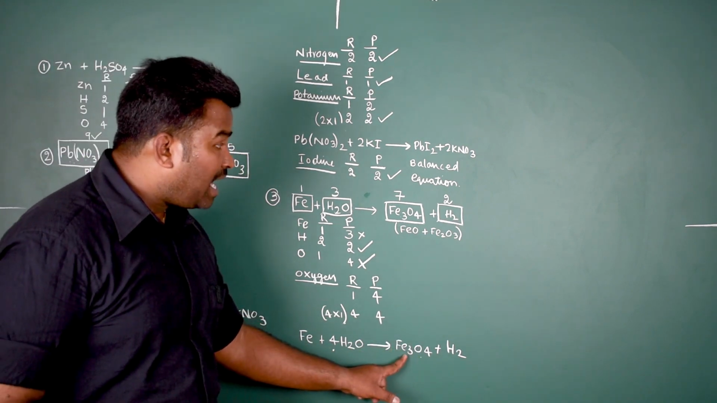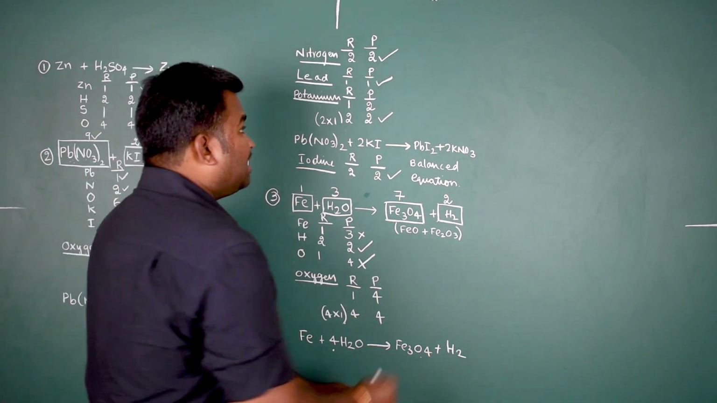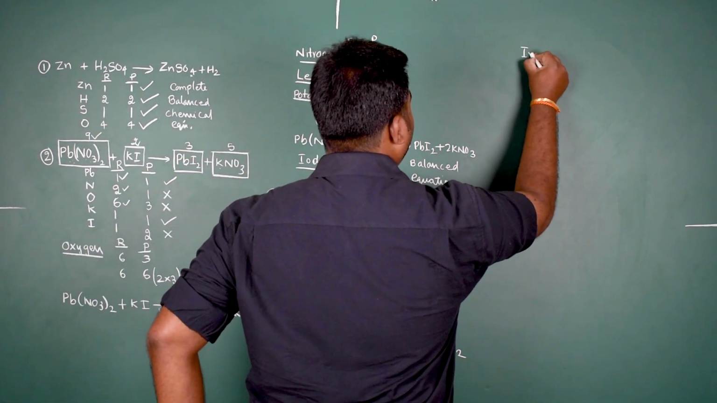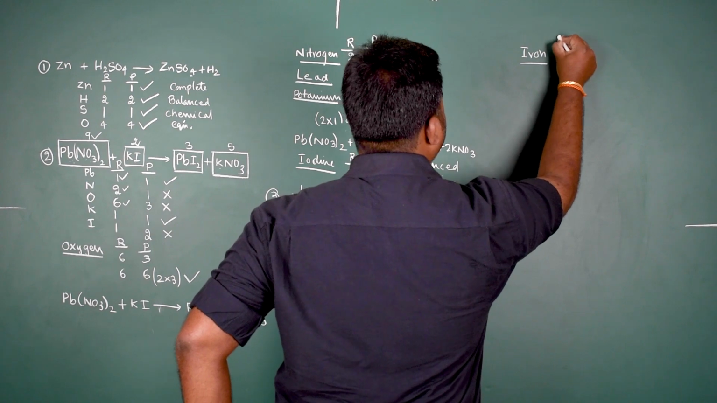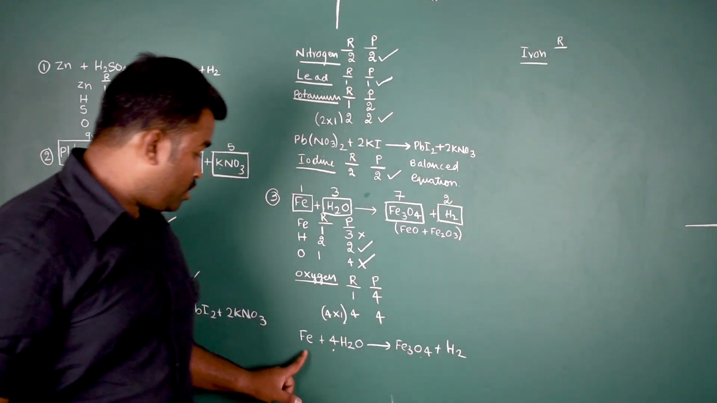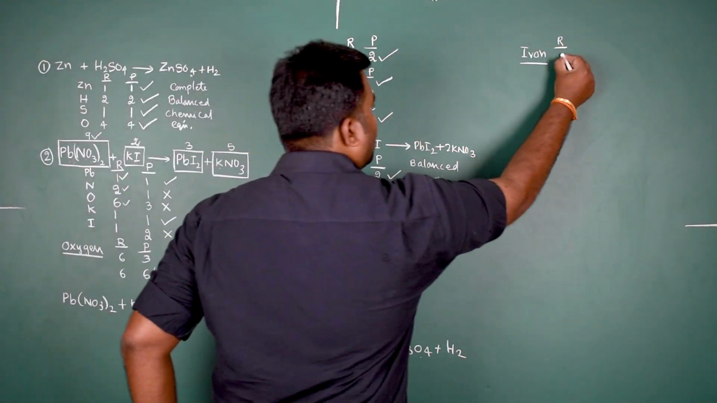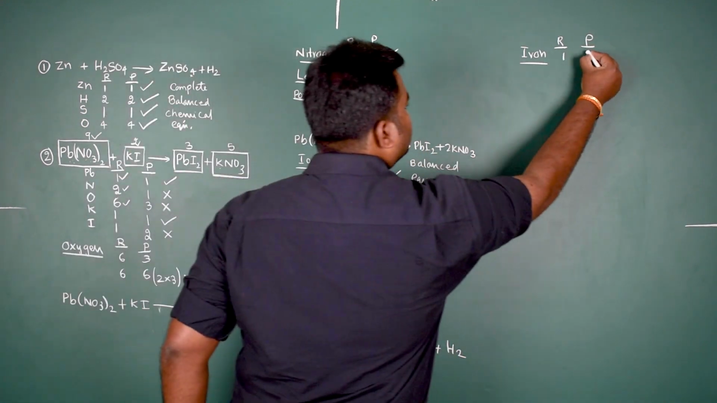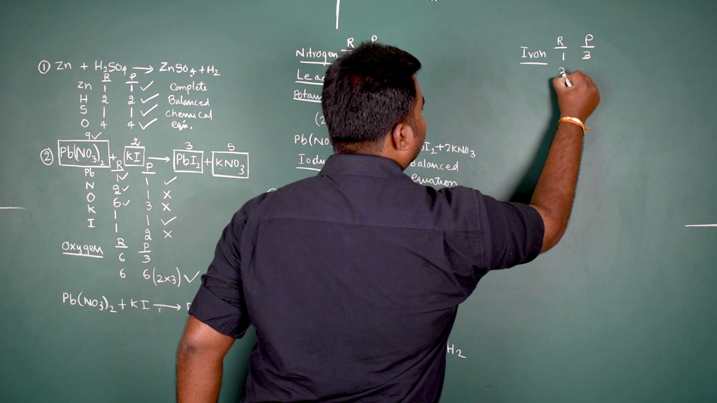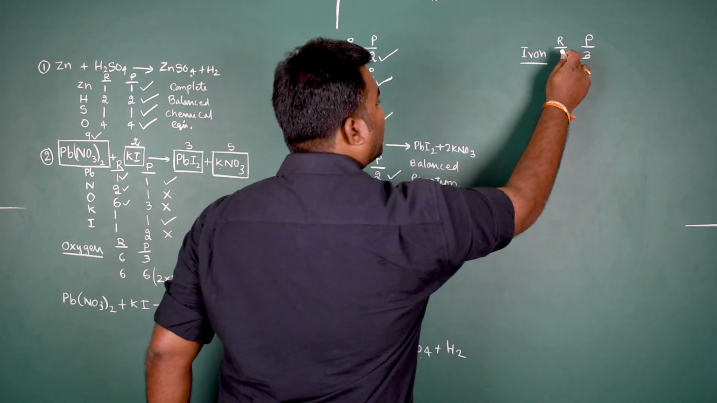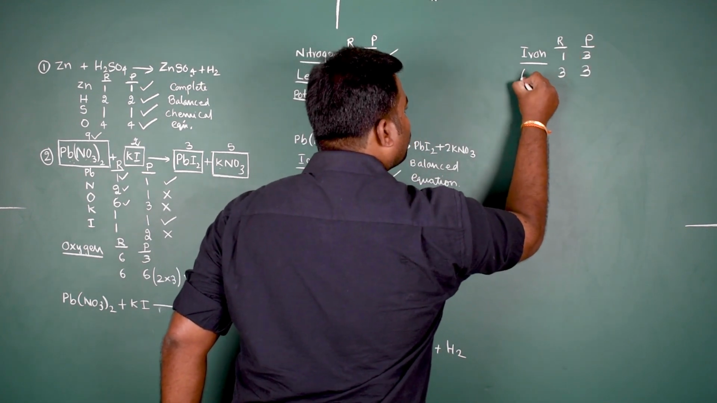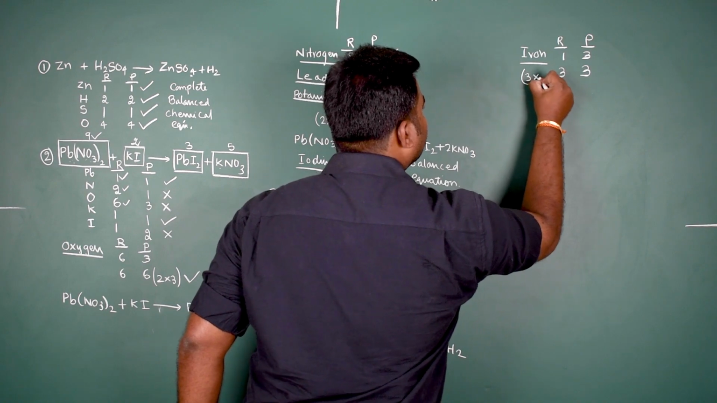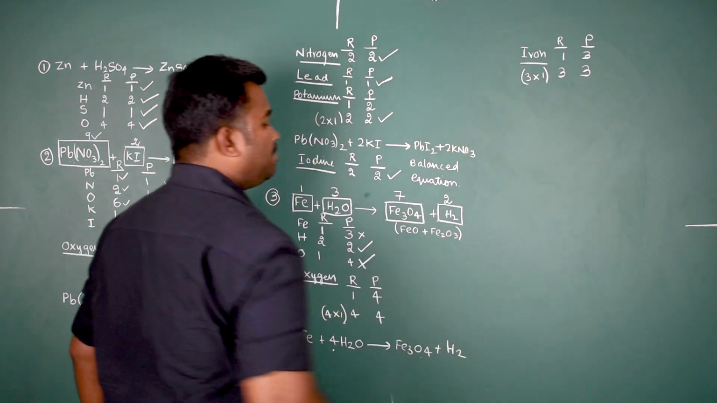So next I have to balance iron. Now to balance iron, how many ions are there on the reactant side? 1 ion. And how many on the product side? 3 ions. So I have to make it equal. That means I have to make it 3 and 3. Now how do I convert this 1 into 3? I have to multiply this 1 by 3. Only then it will become 3.